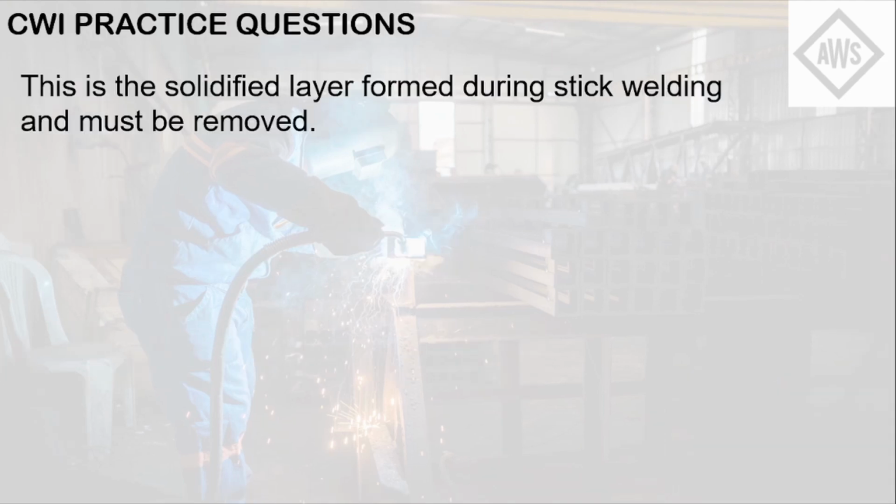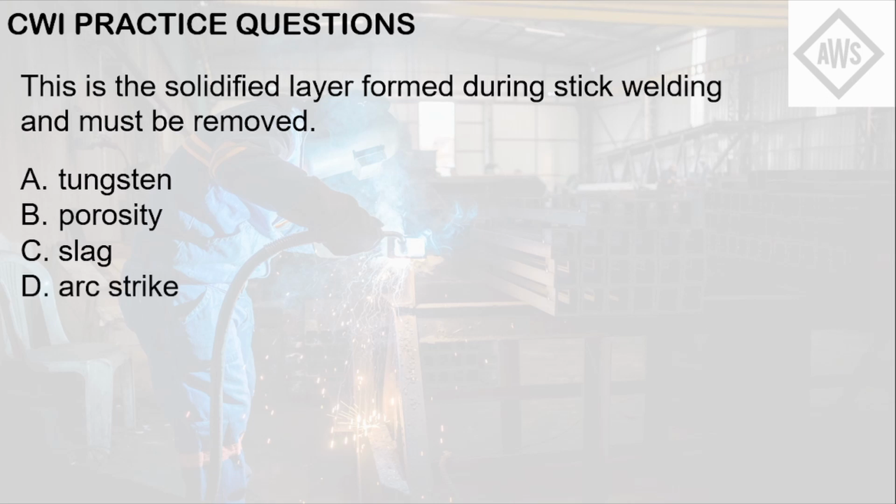First question. This is the solidified layer formed during stick welding and must be removed. Letter A, tungsten. Letter B, porosity. Letter C, slag. Letter D, arc stripe. So tungsten does not pertain to stick welding because the welding electrodes of stick welding do not contain tungsten. Letter B, porosity, is a weld defect that is the entrance of hydrogen molecules into the weld, producing that weld defect called porosity.